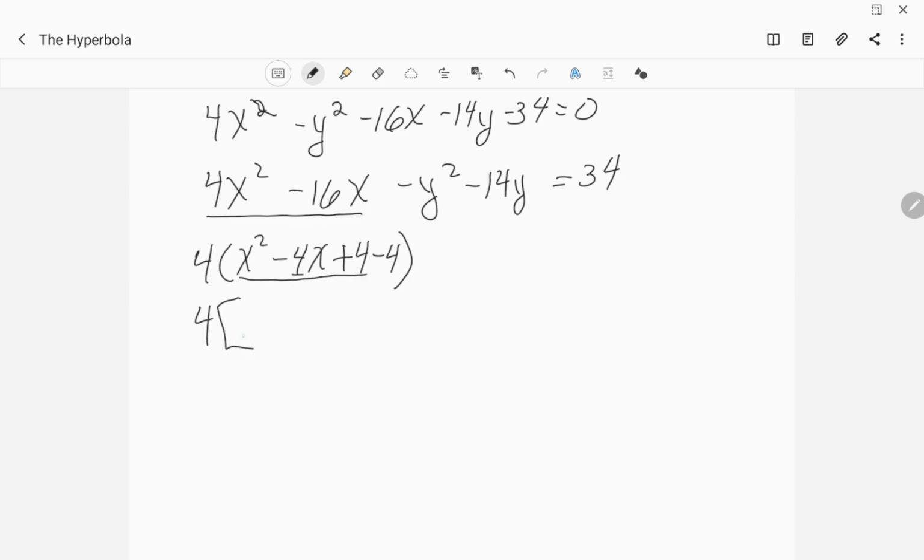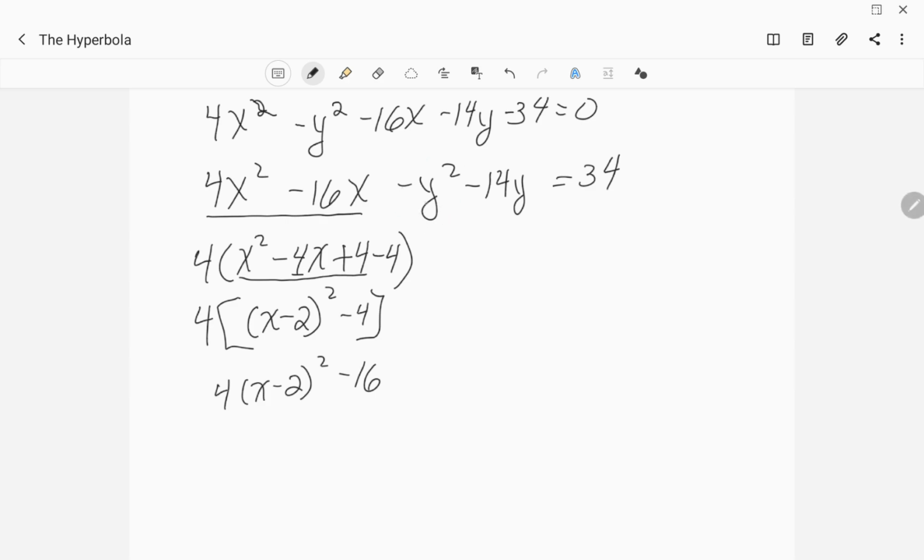So this is a perfect square trinomial. It is x minus 2 squared. I still have this minus 4 here. So I have 4 times x minus 2 squared minus 16. So I've done the x's. Some people like to go all the way across and do everything in one line and everything in the next line. I'd rather deal with the x's, then I start dealing with the y's. It's just a personal preference. It has nothing to do with right or wrong.